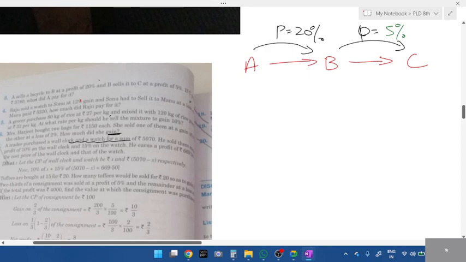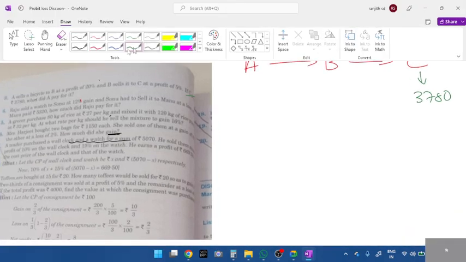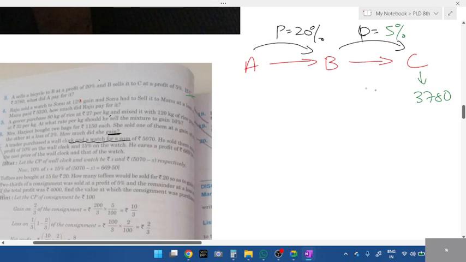If C, read. Yes, if C pays rupees. Okay, how much did C pay for the bicycle? Who has the bicycle now? Starting from A, the bicycle. Now who has the bicycle? C, right? Okay. How much did C pay? 3,780, right? To whom did C pay this 3,780? A or B? It is paid to B, right?